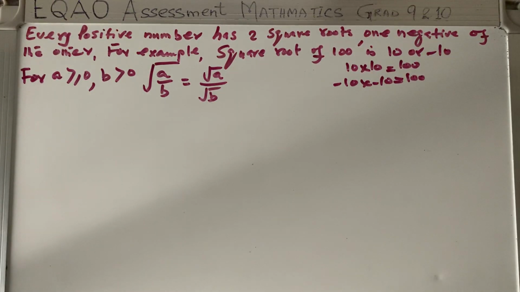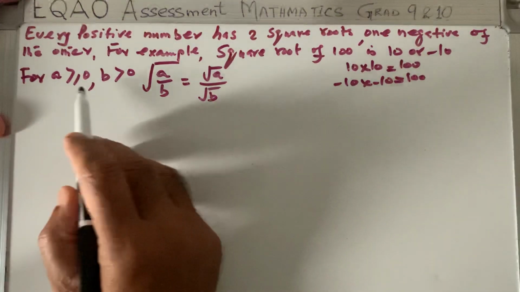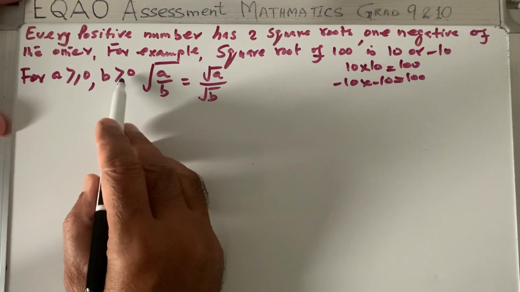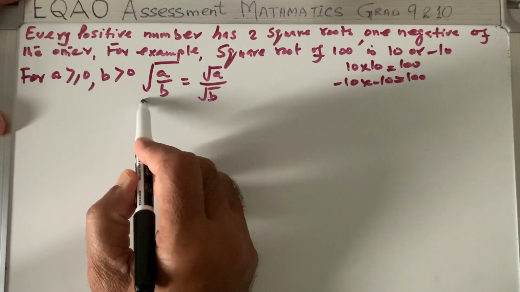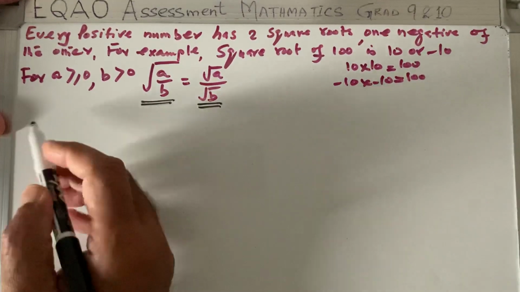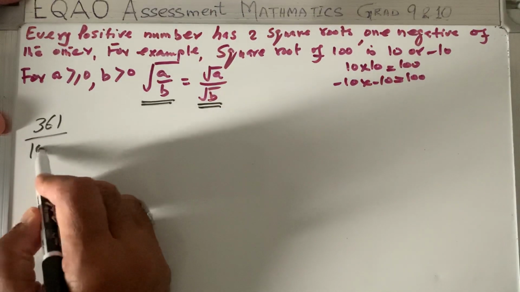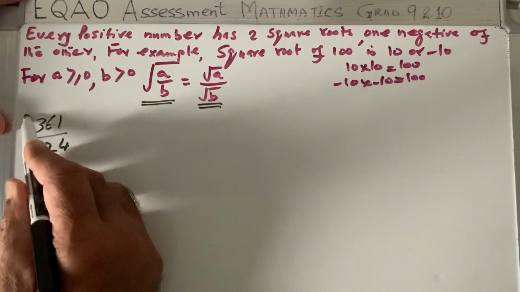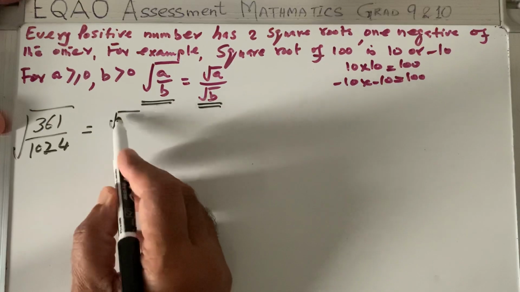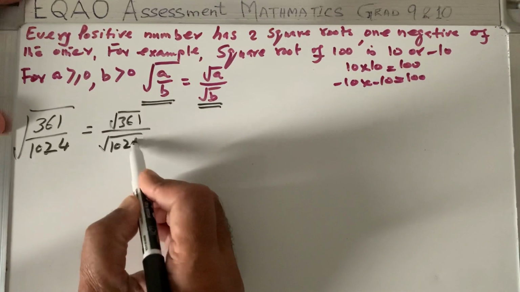So if a is greater than or equal to 0, and b must be greater than 0, then the square root of the fraction can be separated onto numerator and denominator. For example, 361 divided by 1024, and the whole thing is under the root. So by this definition, I can rewrite it as separate square roots of 361 and 1024.